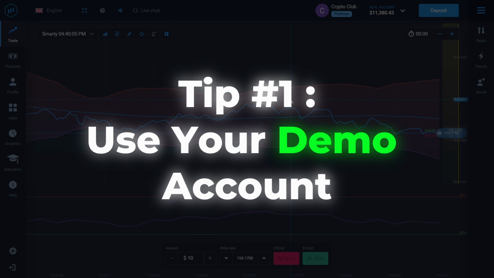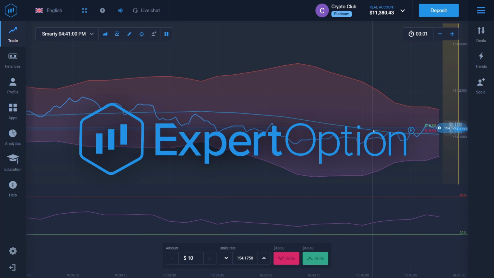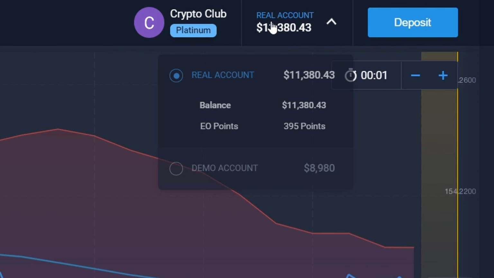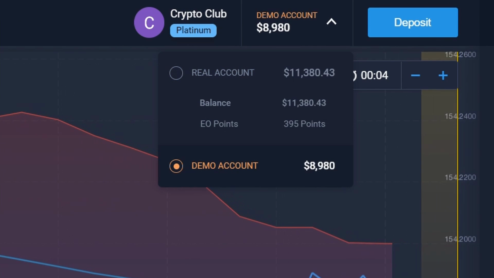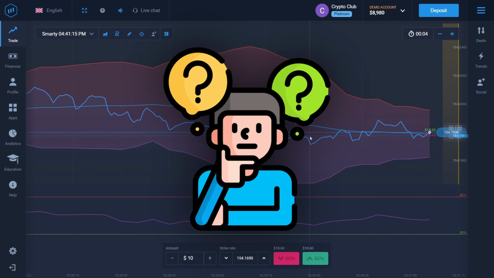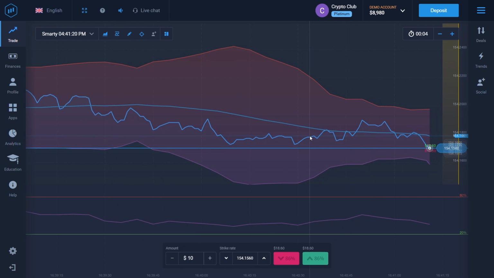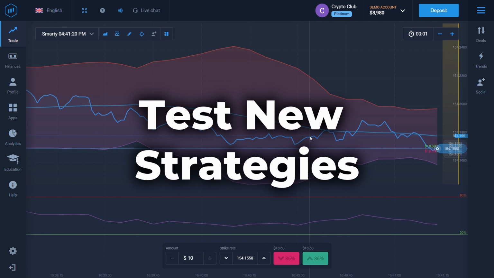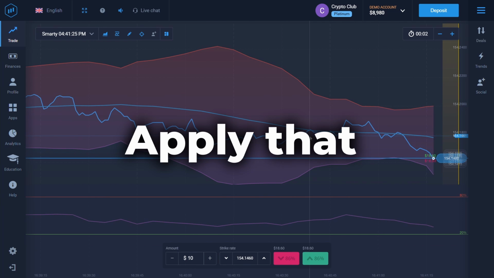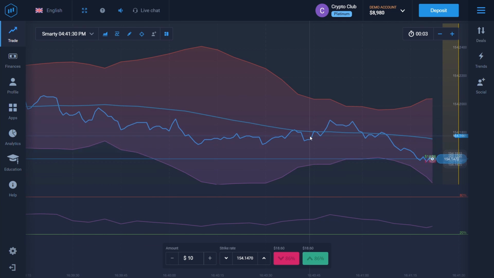Use your demo account. The demo account is a very useful tool given by the Expert Option platform. If you're a beginner trader, I recommend you trade on the demo account for at least a few days before moving into your real account. This will help you gain a proper understanding of different assets or markets in the Expert Option platform. You can also use this demo account to test different trading strategies. Once you learn a strategy, make sure to apply that strategy on the demo account a few times before moving on to your real account.